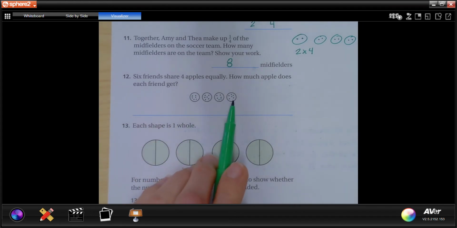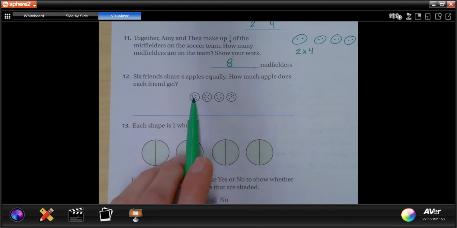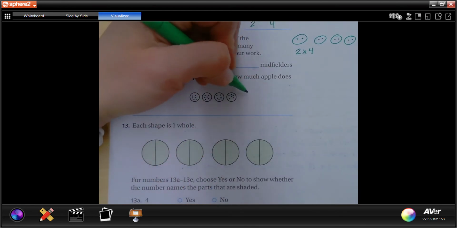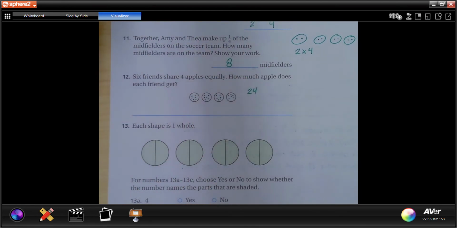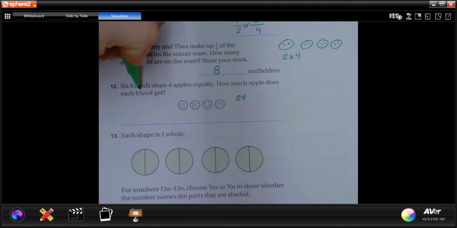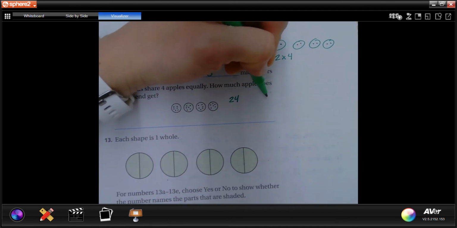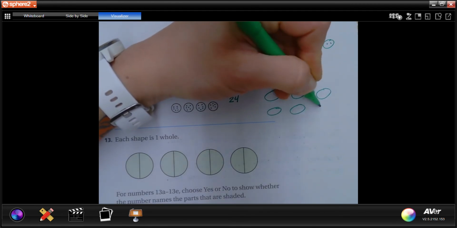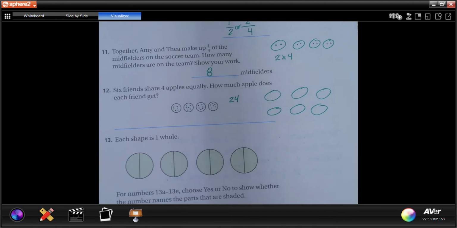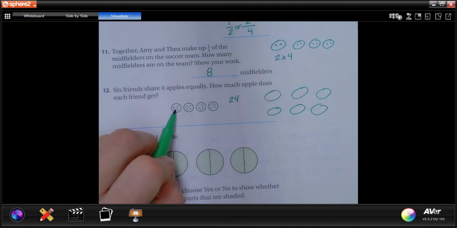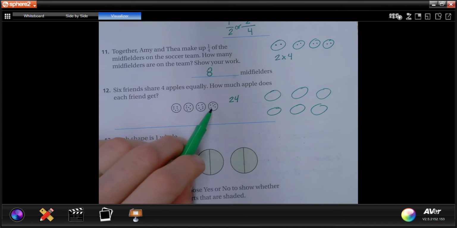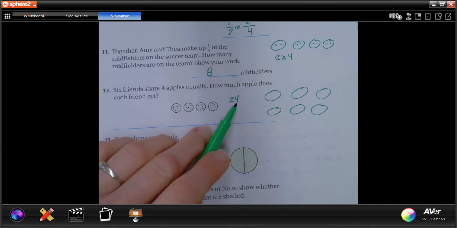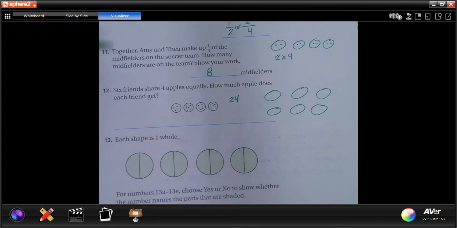So there are 6 pieces times 4. Okay, so we know that there's 24 pieces. And they have to be split between 6 friends. So 1, 2, 3, 4, 5, 6 friends. Okay, so the apple was cut into 6 pieces, and there are 4 of them. So 4 times 6 equals 24 pieces altogether to be split between 6 friends.